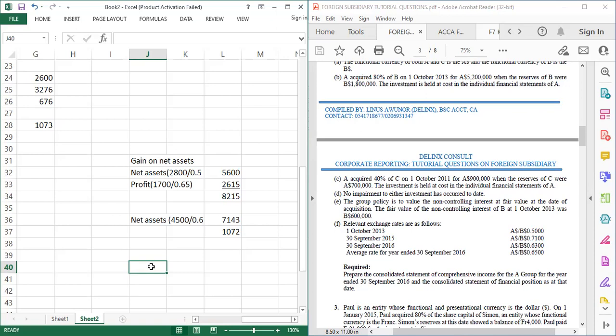So before we can do that, we need to know our net assets at the beginning of this particular year, which is 1st October 2015. So we have to go and look for our net assets.